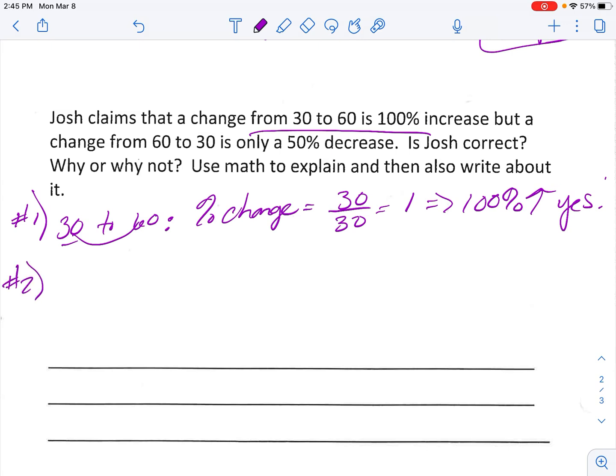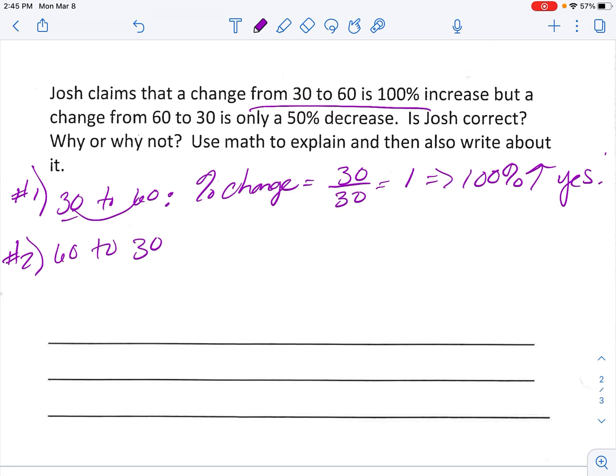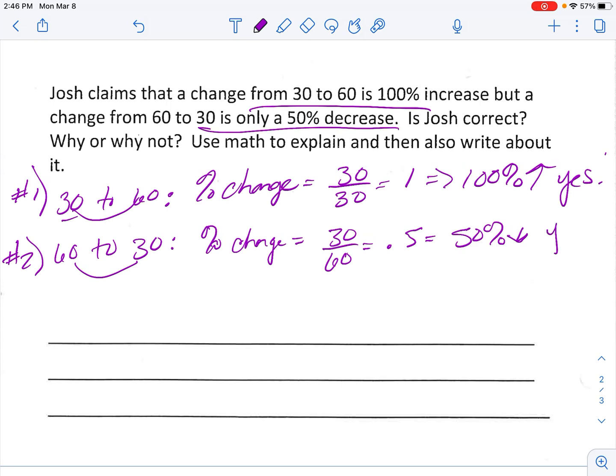Let's look at claim 2. He claims from 60 to 30 is only a 50% decrease. Okay, percent of change from 60 to 30 is a 30 decrease over the original of 60. 30 divided by 60 is 0.5, which is 50% decrease. He's correct on that one as well. So Josh is correct.